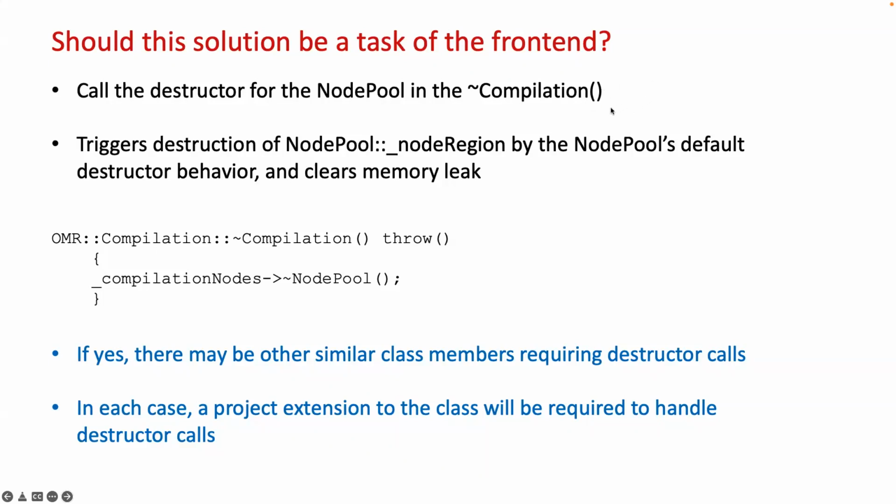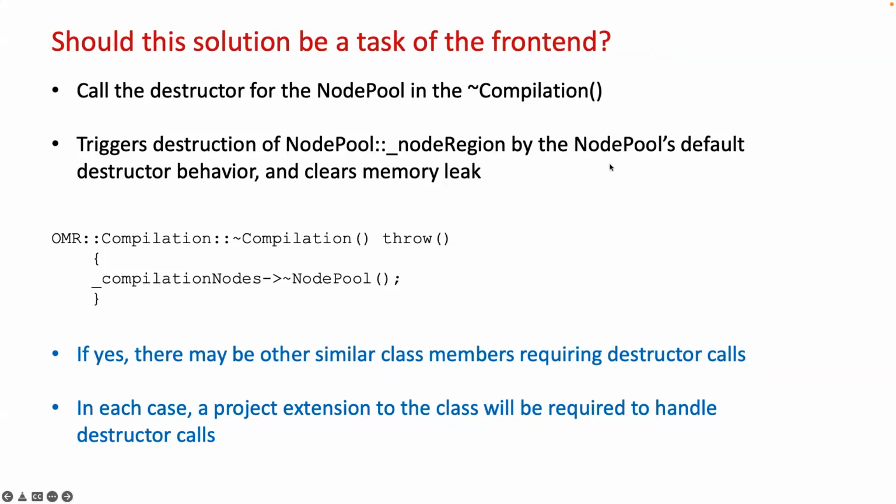So what we did to clean this up, right, is that the destructor for the NodePool needs to be called inside of the compilation destructor. If we do that explicitly because it's a pointer member, that will then trigger the destruction of the NodePool's region. So we don't have to actually do anything to the NodePool's destructor. We don't have to write any explicit destructor for the NodePool.